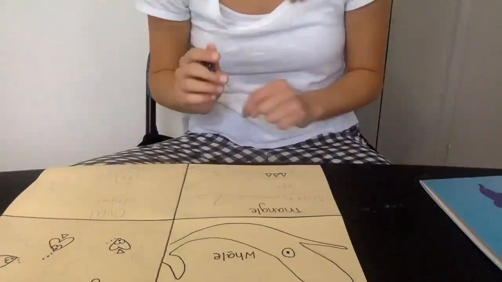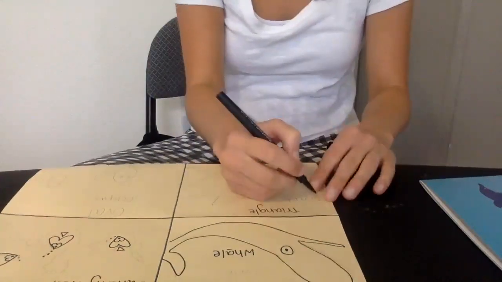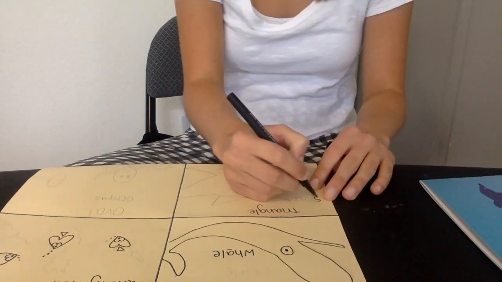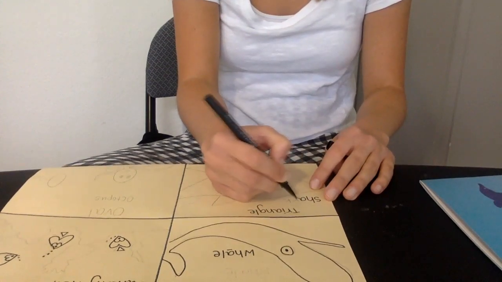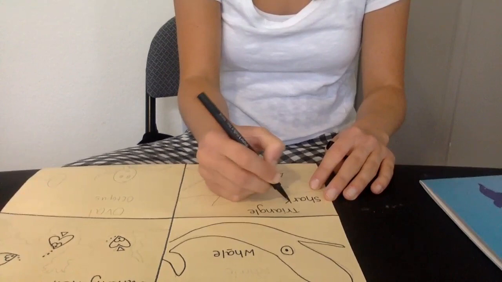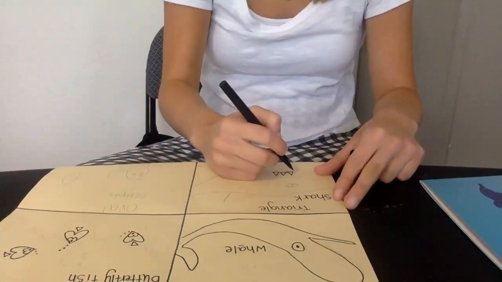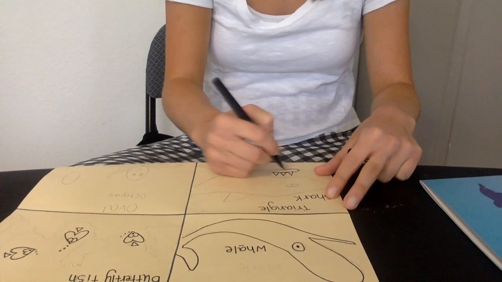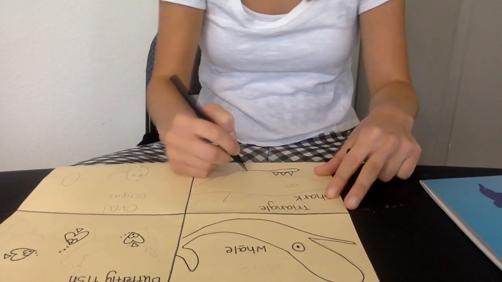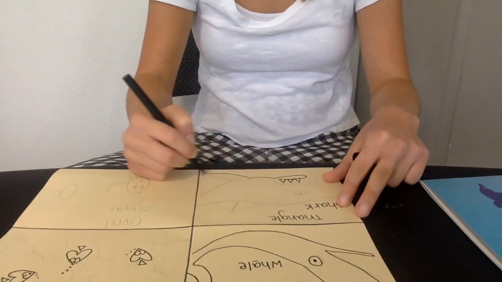So I drew 3 triangles to represent the shark's teeth. So I'm going to label this S-H-A-R-K, shark. Now, once I've drawn the shark's teeth, I'm going to go around and draw the shark's body around it. So oftentimes when you are drawing a shark's bottom lip, you will start under the triangles and then go ahead around to draw its fin.